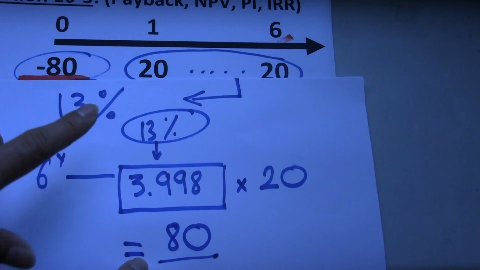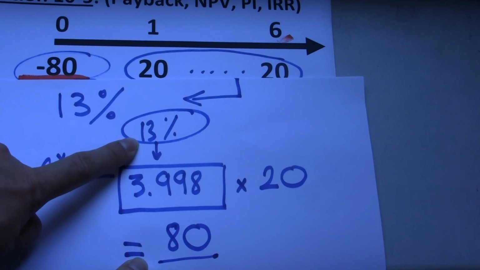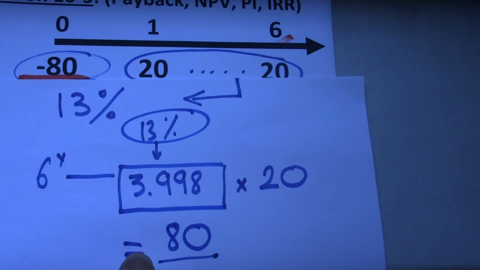It means the IRR equals 13%, because by definition the IRR is the interest rate or discount rate that makes the present value of all future free cash flow equal to the initial outlay. And in this case, of course, NPV equals 0.